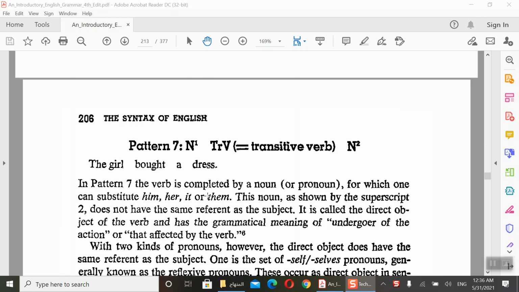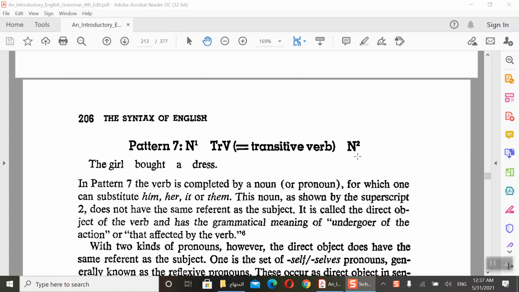In the previous lectures we talked about the first 6 buttons, and today we have button number 7. We're going to talk about button number 7 and 8. In button number 7 we have noun 1, transitive verb. As you remember, in button number 6 we have intransitive, but here we have transitive verb. This is the abbreviation of transitive verb.